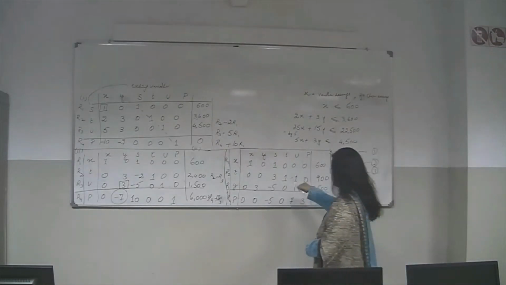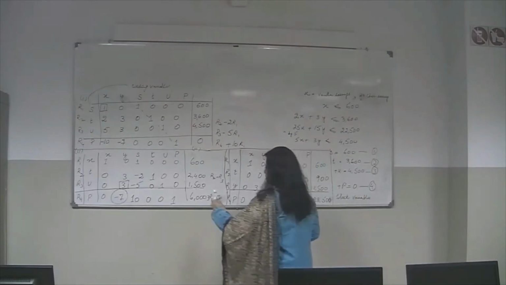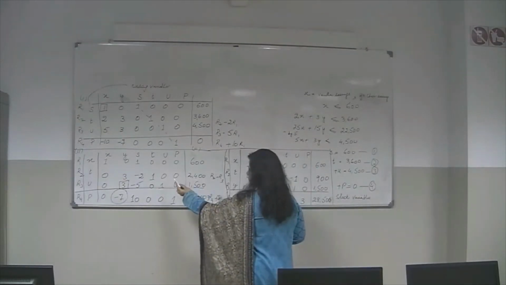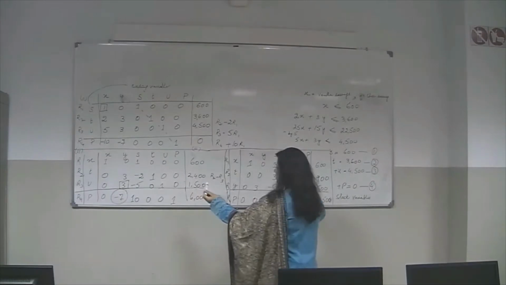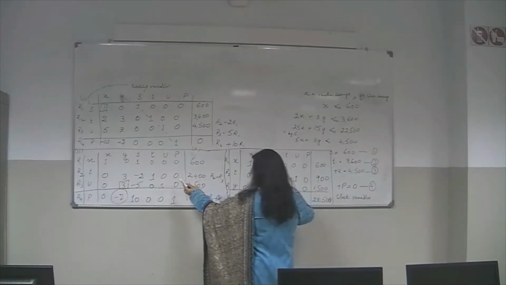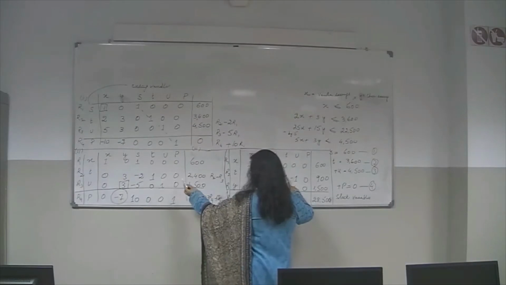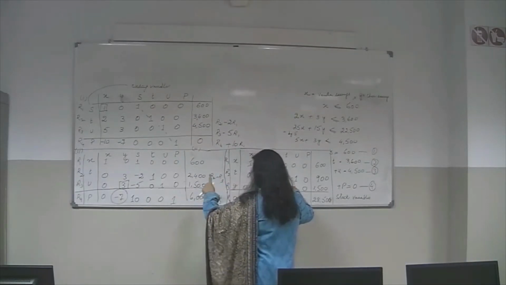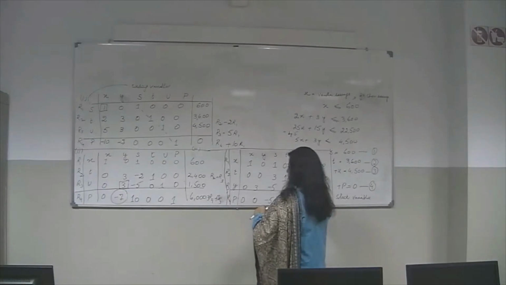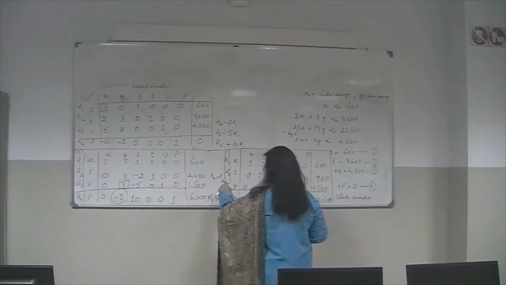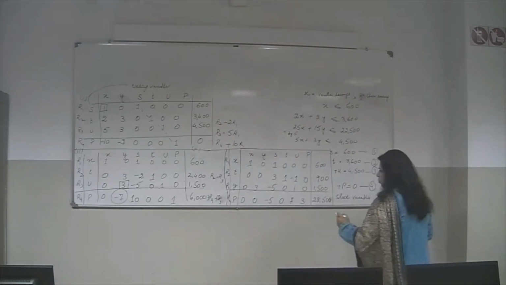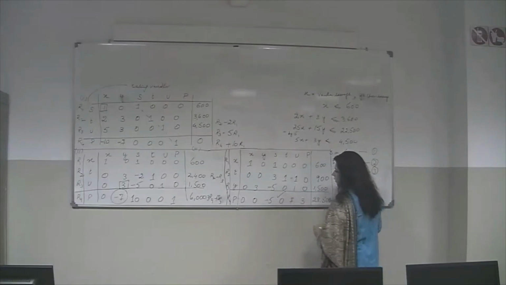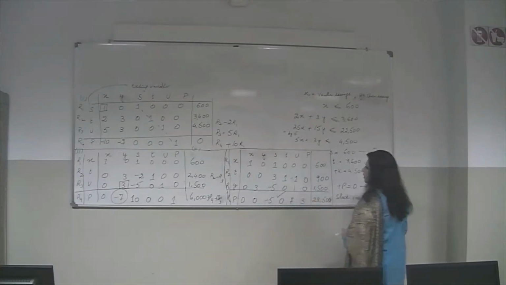Let me just revise if there is any miscalculation. As you can see, this is 1 minus 0 is 1, and then this is R2 minus 1 is minus 1, and then we have R2 0, and this is okay. Now as you can see, we have again gotten another negative value. Now we need to remove this negative value as well.